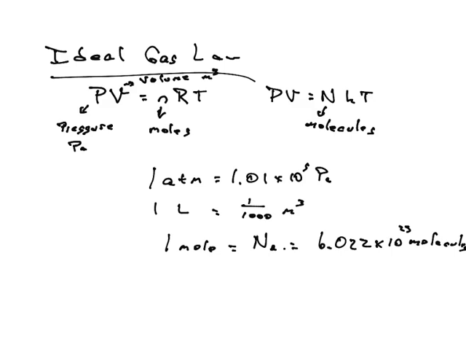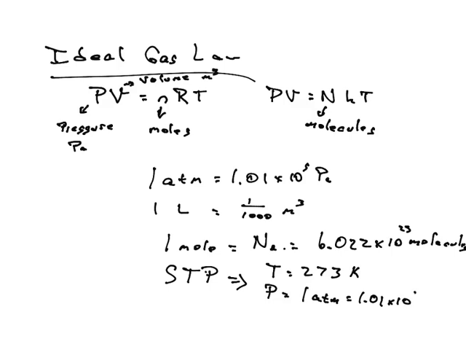And then, so these two equations, these are used when you're given a system. So you have 3 moles of a gas. Oh, another thing you should know is STP, standard temperature and pressure, implies the temperature is 273 Kelvin and the pressure is 1 atmosphere, which of course is 1.01 times 10 to the 5th pascals.